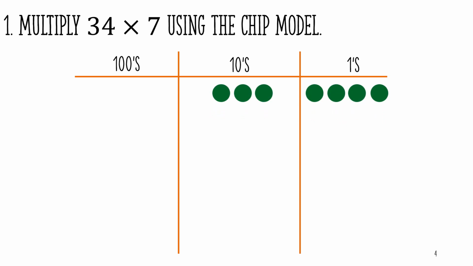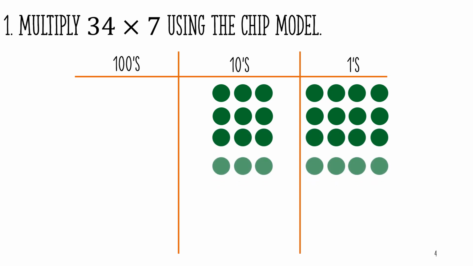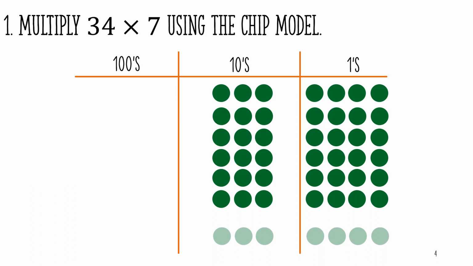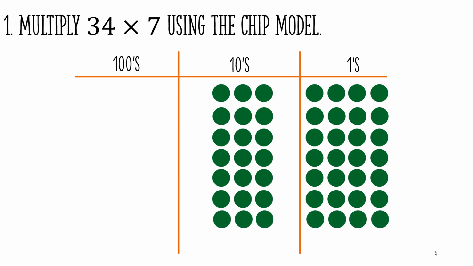Alright, so hopefully you all agree that this represents 34 using our chips. We have 3 tens and 4 ones. Alright, so then we're going to model 7 groups of 34. We already have 1 represented here, so let's put 6 more. 2 groups of 34, 3 groups, 4 groups, 5 groups, 6 groups, and 7 groups.